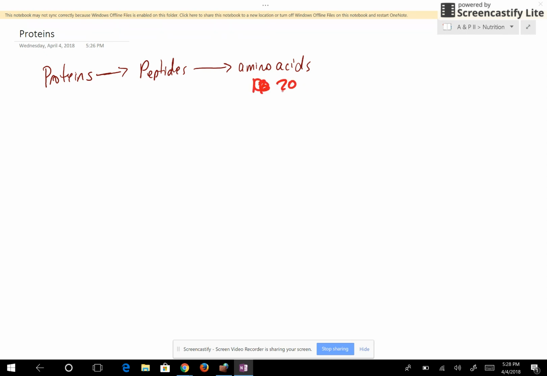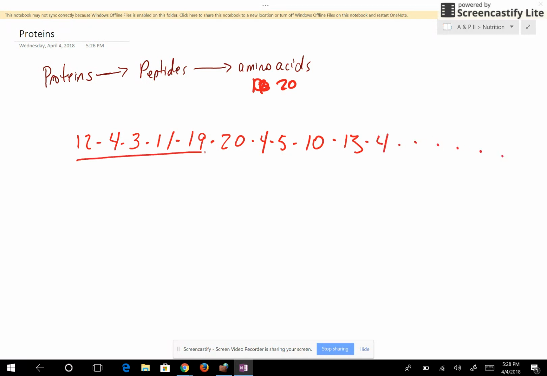And if you join them all together, you would have something like amino acid number 12 joins to amino acid number 4 that joins to amino acid number 3 that joins to amino acid number 11 that joins to amino acid number 19 that joins to amino acid 20 which joins to amino acid 4 which joins to amino acid 5 which joins to amino acid 10 which joins to amino acid 13 which joins to amino acid 4, and so on, and so on. Okay, so that long chain of amino acids would make up one peptide.